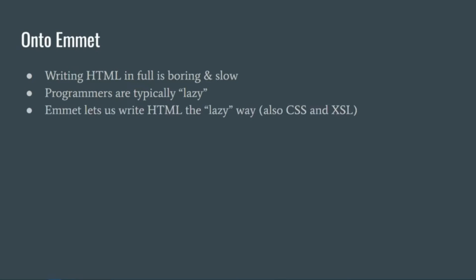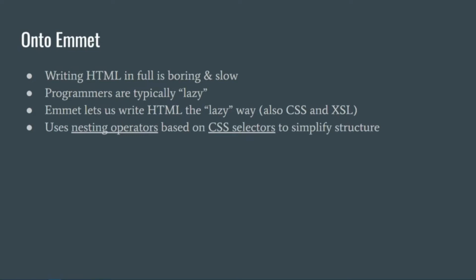It also has features for writing other markup languages, but we won't be covering those in this talk, but know that it does have some additional language support. The way that it lets us write HTML is it uses what's called nesting operators, and they are largely based on CSS selectors to simplify structure. And then once the Emmet is written out, it will be expanded to valid HTML or, again, other languages.